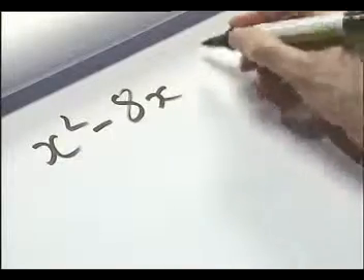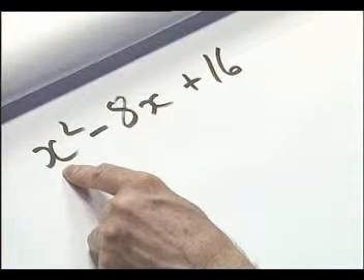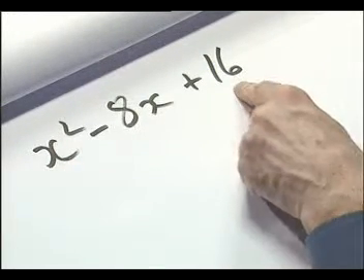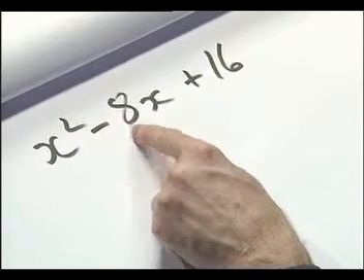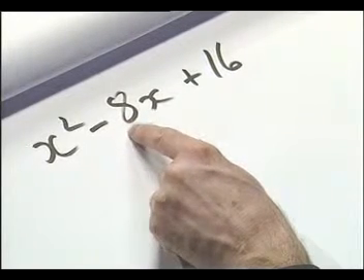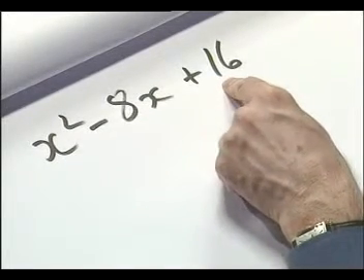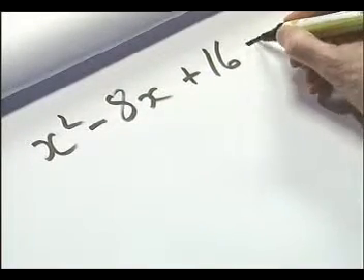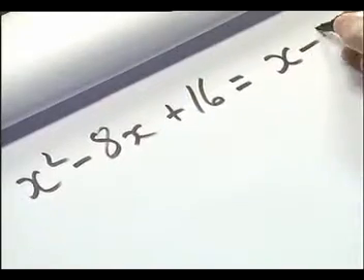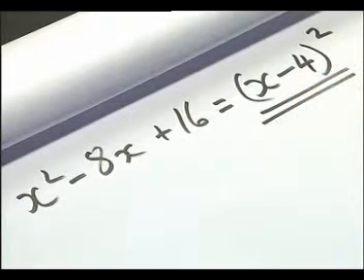Take another example, x squared minus 8x plus 16. We recognize this is a square number, x squared, and this is a square number. 16 is 4 squared. And of course, minus 4 plus minus 4 would give us minus 8, as indeed, minus 4 times by minus 4 would give us plus 16. So immediately, recognizing this as the complete square, x minus 4 all squared.